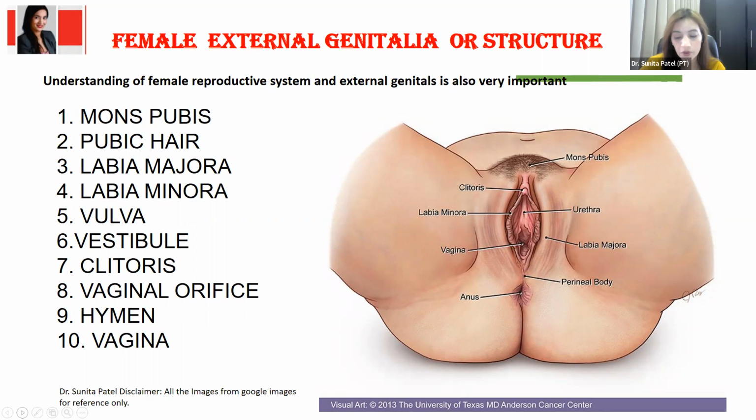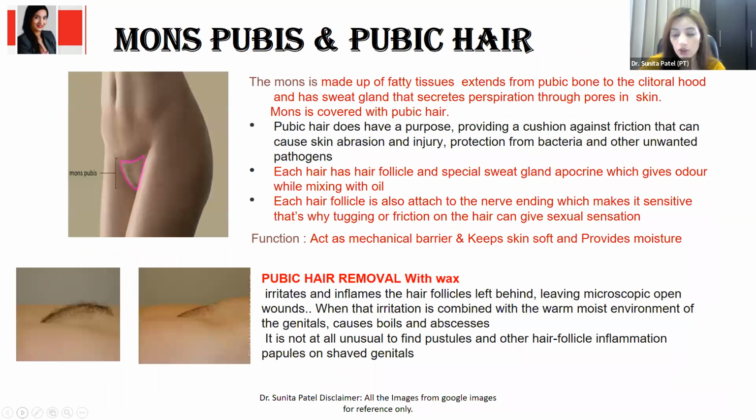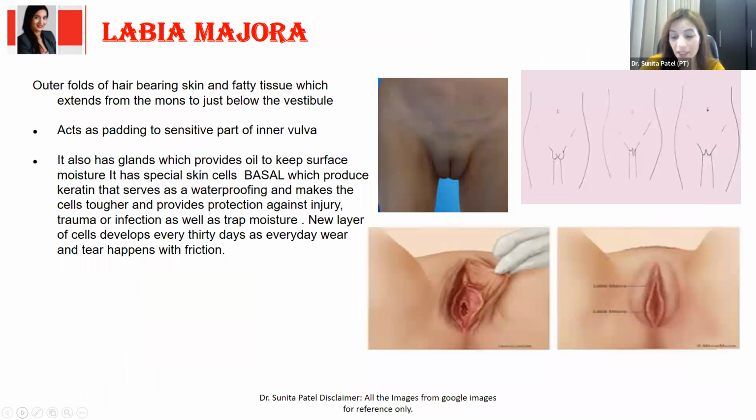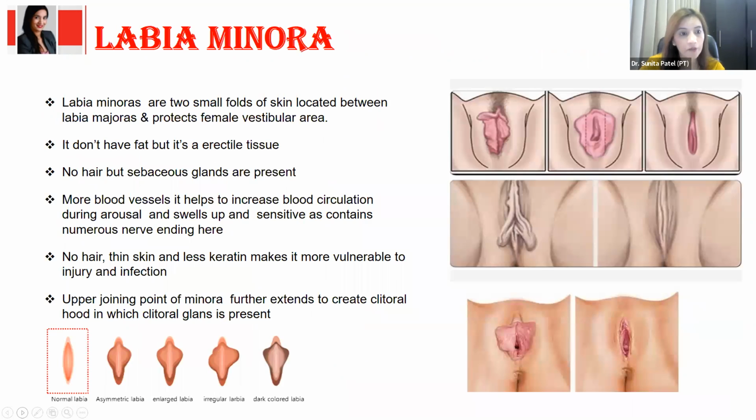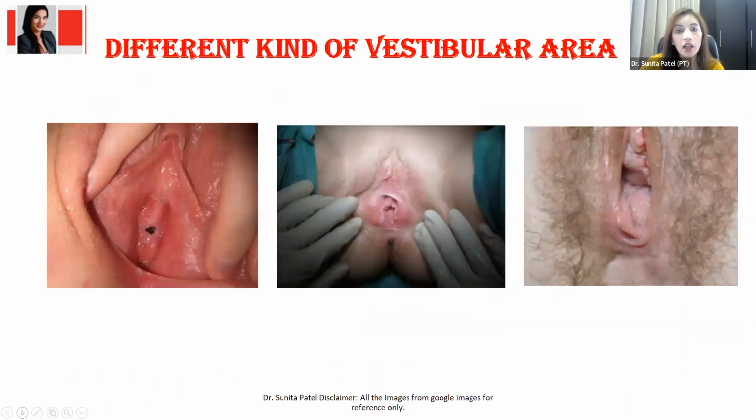If we are working with the female, a very, very intimate, private area, we should have all the detailed understanding about what is mons pubis, what is labia majora, what is labia minora, vestibule area, and different kinds of vestibular area.